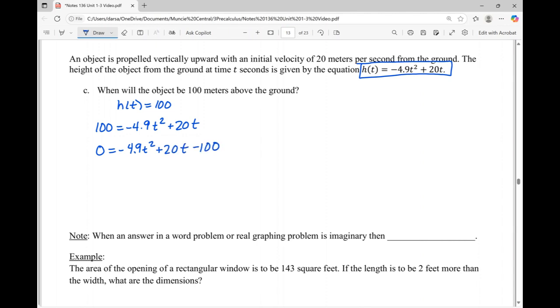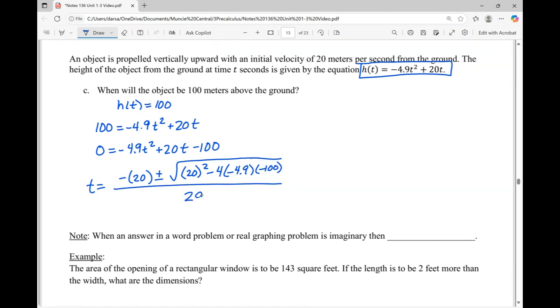So we're going to subtract 100 from both sides. So here, a is going to be negative 4.9, b will be 20, and c will be negative 100. So plugging this into quadratic formula, negative b plus or minus the square root of b squared minus 4 times a times c, and we'll put that all over 2a, which is negative 4.9.